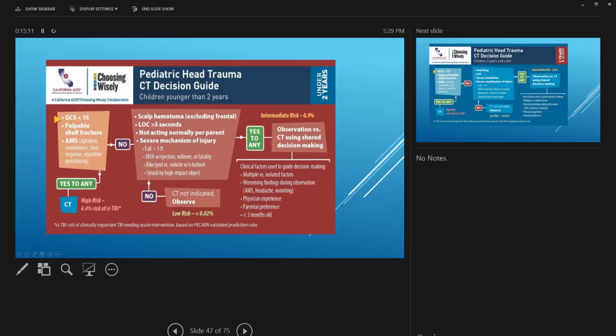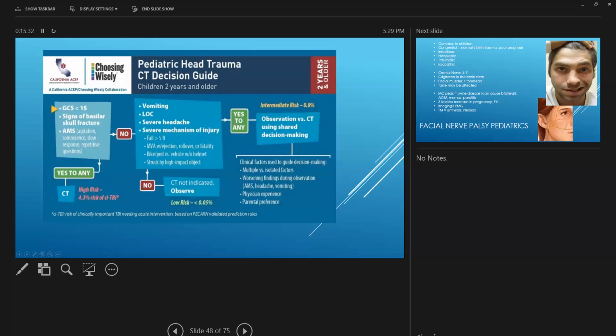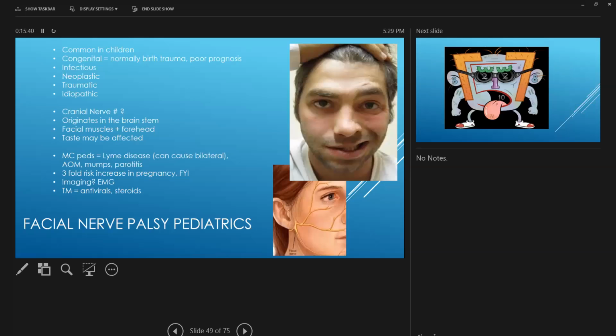The nice part about these criteria is that as long as you're following them and using them, even if you have a bad outcome, if you followed the criteria and clearly documented it, at least you have this as the backup to say, hey, look, I was following this criteria. I'm trying to limit CT scans on people that don't need them. So here's California's little algorithm that gets you through it.